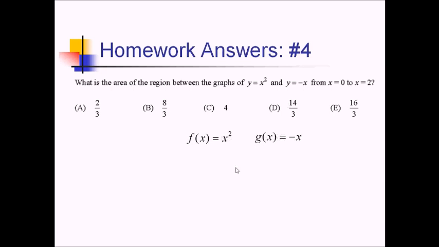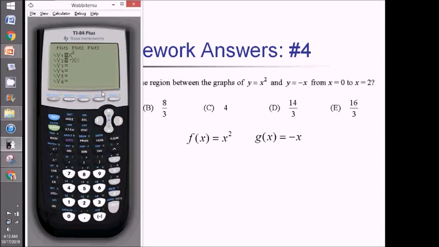So let me put these in my calculator now and see what my graph looks like. I've got these in my y equals, and I'm also going to make my window from 0 to 2. If they're going to give me the window, then it would be rude not to use it, right? So that's our parabola, that's our line, and we want this region between them here.